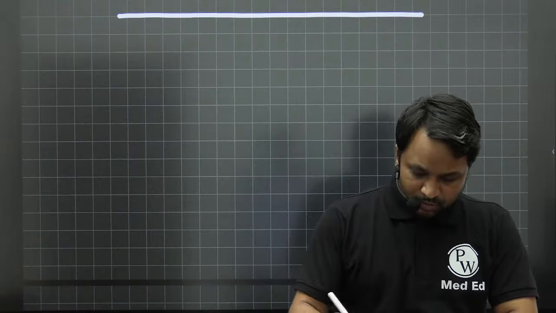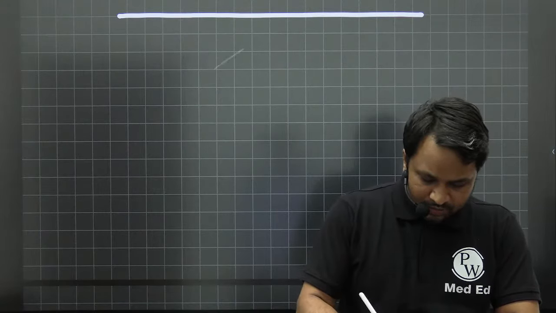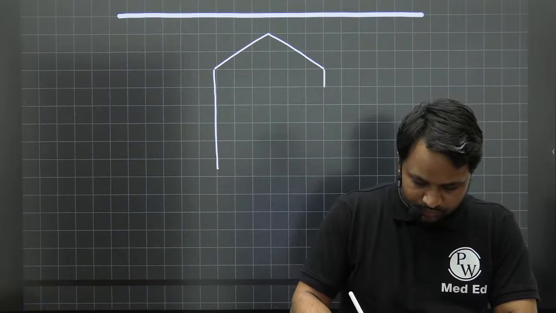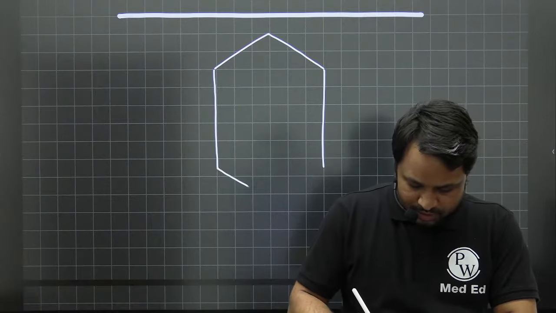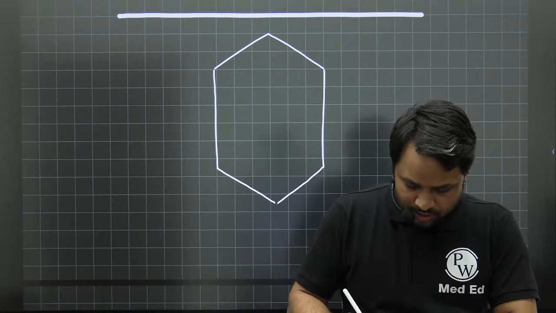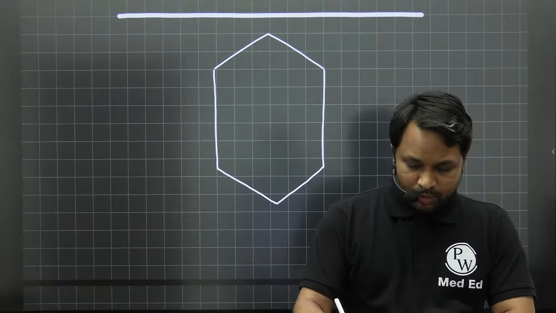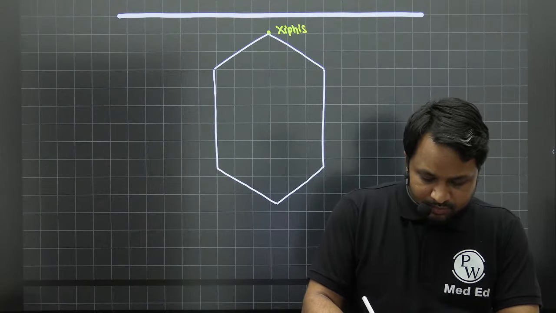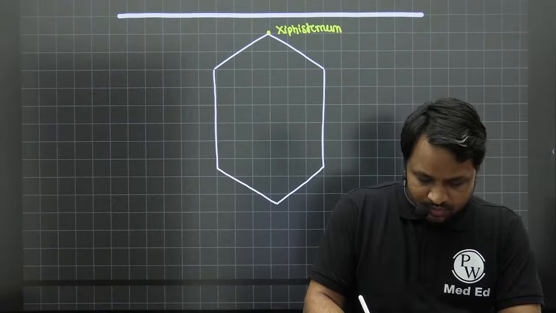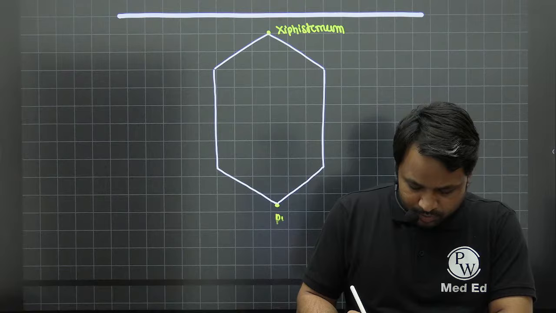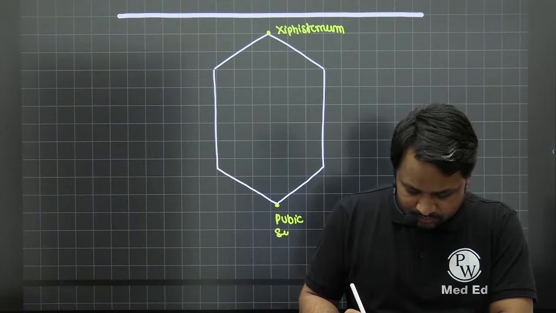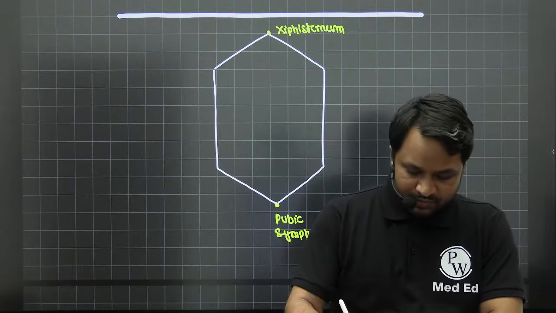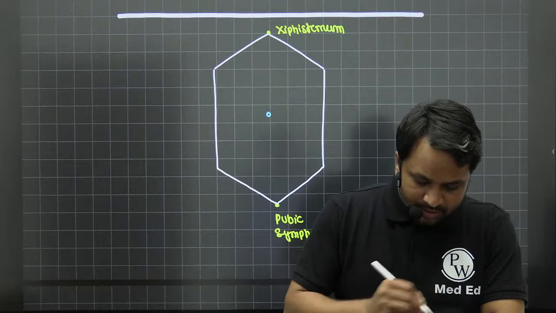Now, when you look at the abdominal wall in a whole context, if I give you an abdominal wall, this is how the representation of the abdominal wall would look. Now, I'll have two important points that I'll be marking. One is going to be the xiphisternum. Another one is going to be your pubic symphysis. So the xiphisternum and the pubic symphysis. Let's say this is the umbilicus that is present.